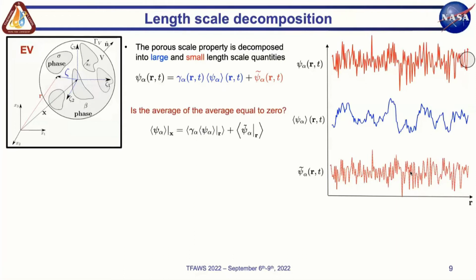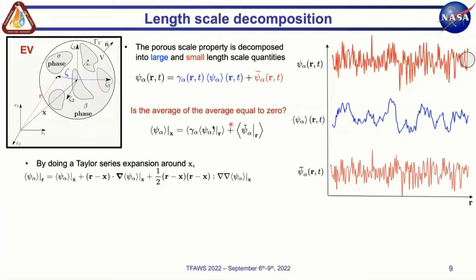I'm saying that this is an important question because the moment you start to expand all your terms in your volume average equations, you end up with this problem. So let's make this simple exercise. Let's take this term here, which I'm showing here, and let's expand it around R, around X, doing a Taylor series expansion. And you can see that we end up with these extra terms here.